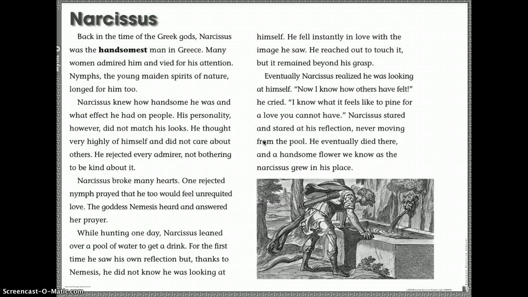In paragraph 1, the author writes that many women admired Narcissus and vied for his attention. What do you think the word vied means in this paragraph? Look for clues to help you define this word. Next one. A rejected nymph wants Narcissus to feel unrequited love. Why? How does she feel about him? Why is it important for readers to understand this character's feelings? Use information in paragraphs 2 and 3 to support your answer.